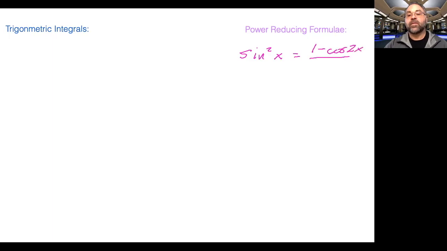Before I jump into the techniques, though, I want to remind you of something from your pre-calc days: the power reducing formulas. When you were in pre-calc previously, you got that there were a couple of power reducing formulas that you might want to use. One of them is that sine squared of x, we can use a power reducing formula so that's not squared anymore. We can turn that into (1 minus cosine of 2x) over 2. And there's a similar one for cosine. Cosine squared of x is equal to (1 plus cosine 2x) over 2.